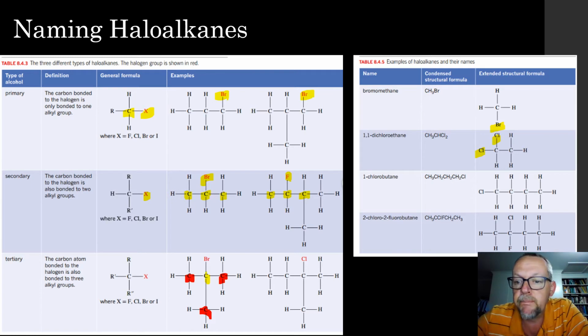We can see that it's a butane type of molecule, and let's have a look where the chlorine is attached to. It's attached to the first one, so it's just a 1-chlorobutane. Let's have a look at the next one. It's 4 carbons, so it's a butane, but we've got a chlorine and we've got a fluorine. So chloro comes before fluoro in the alphabet, so it's a 2-chloro-2-fluorobutane in this case.